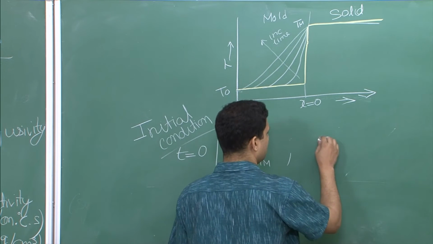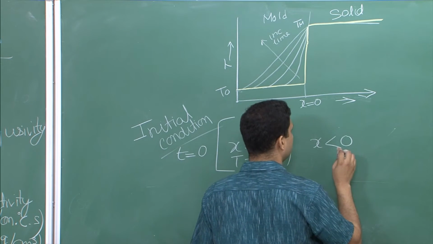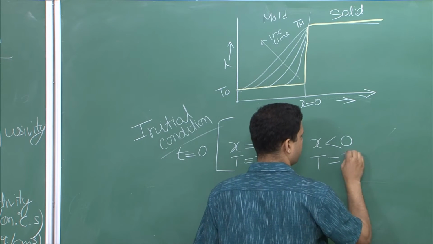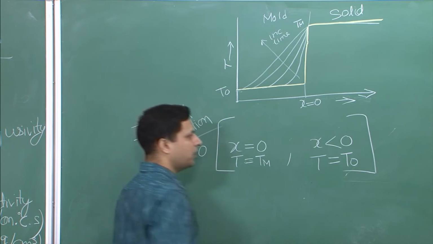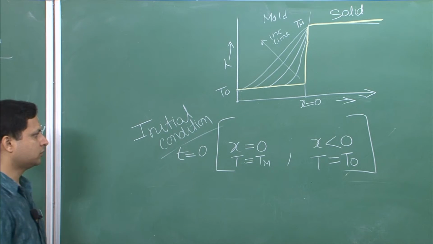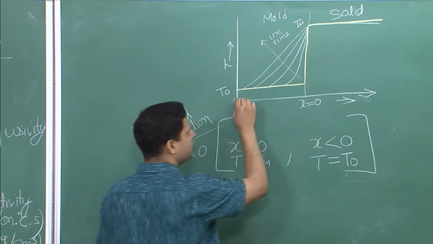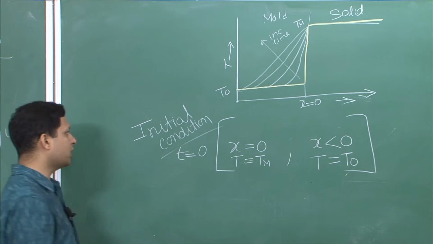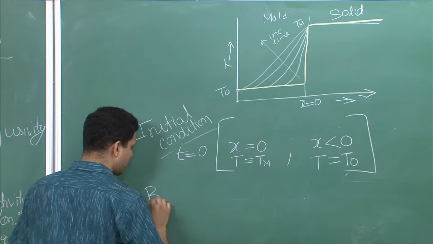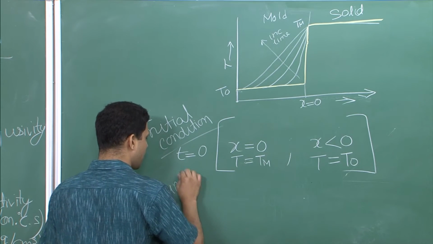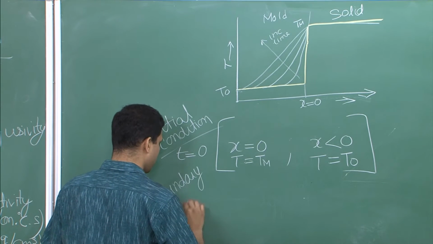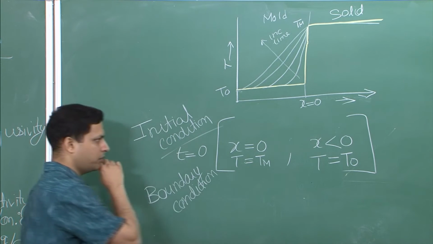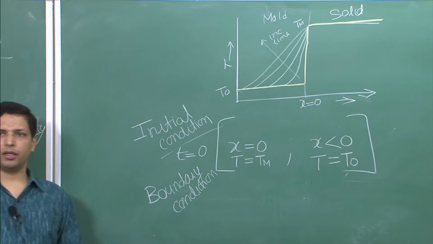What about the rest? For x less than 0, we can say that T is equal to T naught. So this becomes our initial condition. For any x less than 0, T will remain equal to T naught. That is the starting condition, that is the initial condition. That is one thing that is set up. And remember, these initial and boundary conditions are also useful when you are trying to formulate this problem using a finite element method, for example using MATLAB.